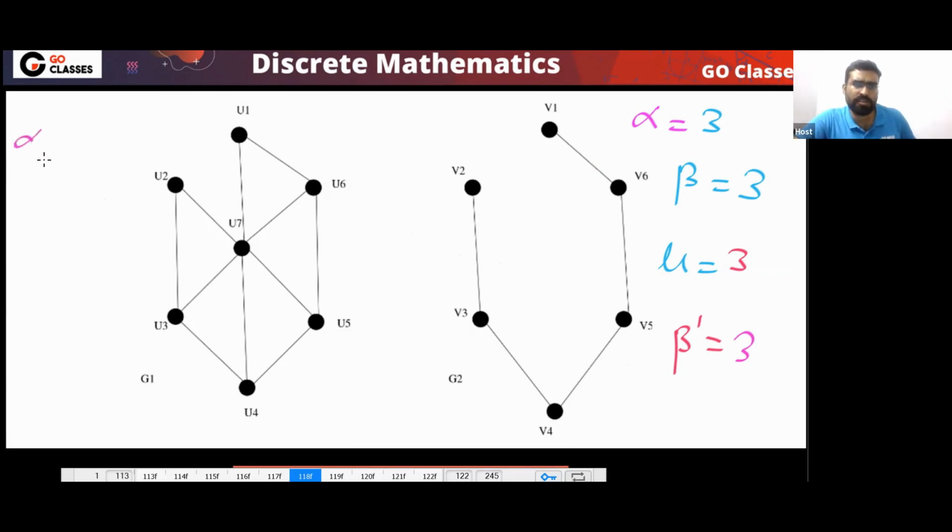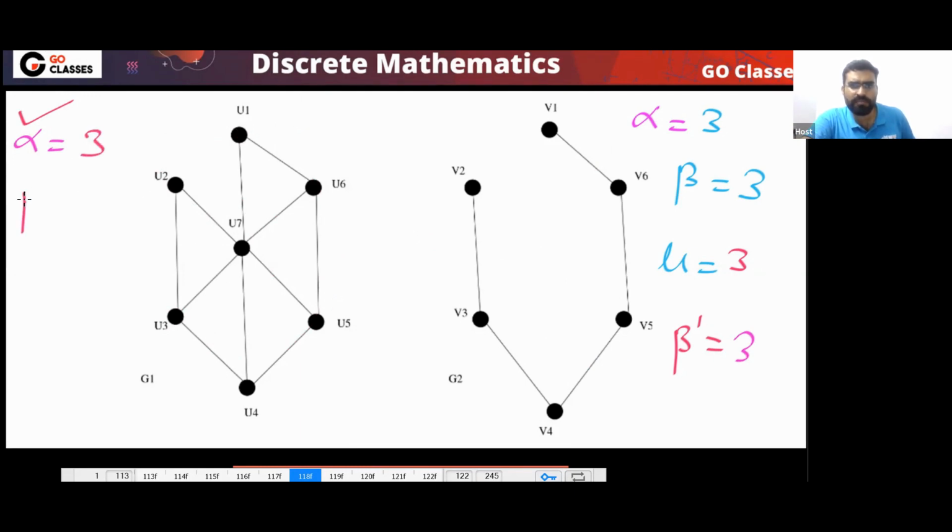And what about this graph? What is alpha? If you want to create the largest independent set, can you take this vertex? You cannot take this vertex, because if you take it, you cannot take anything else. So what is the largest independent set you can create? You can take this, this, and then this. So finally I think you can create only 3. So alpha will be 3.